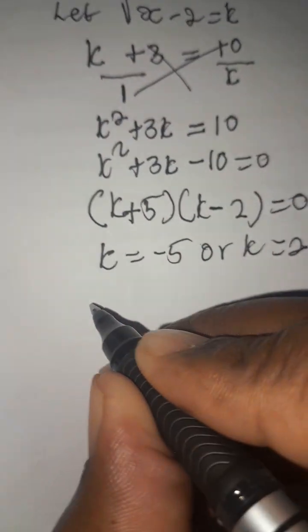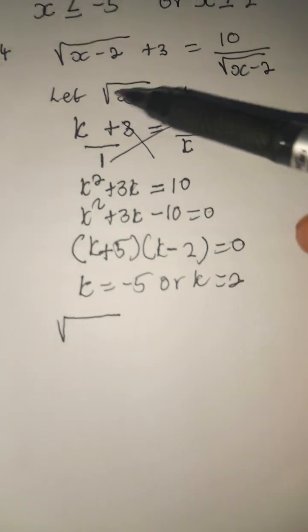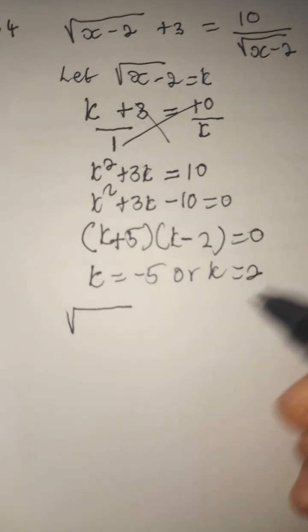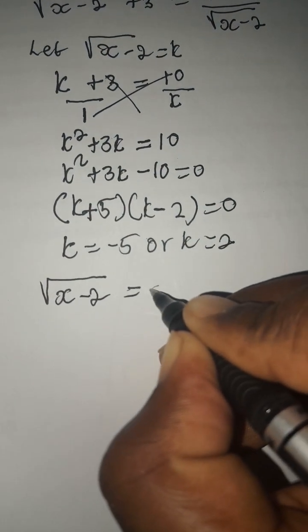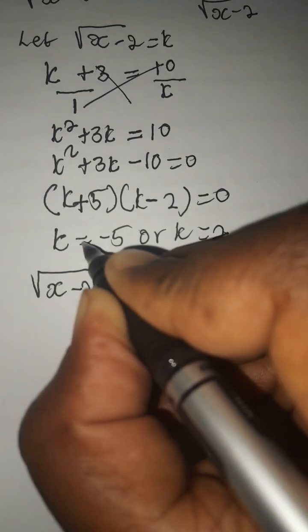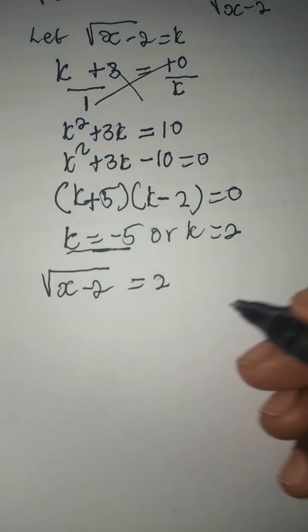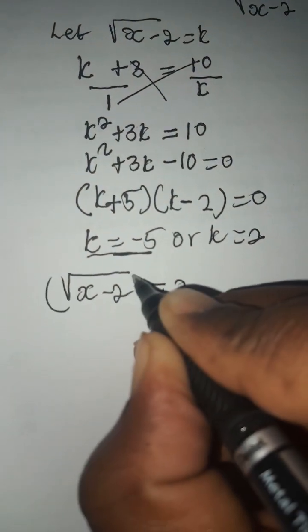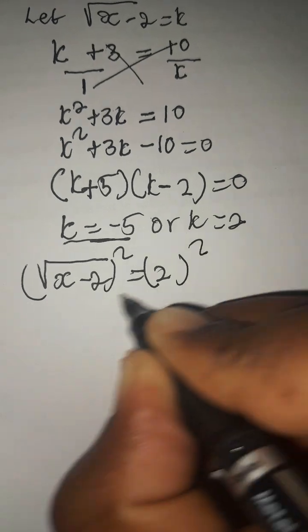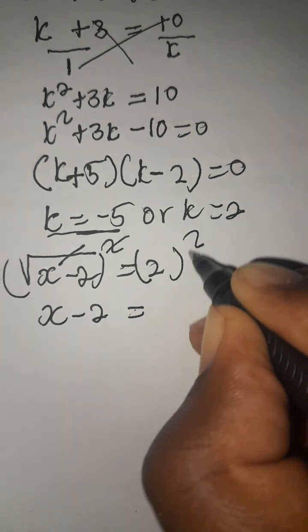Okay. So from here, we go back to where we said let root x minus 2 be equal to k. We go back there. Root x minus 2 is equal to 2. Let's start with this. This can't be. We can't have a negative root x minus 2. This will be out of our way. So let's work out this. From here, it's a surd equation. We know that we can square both sides, then the root and 2 cancel. Then we're left with x minus 2, which is equal to 4.